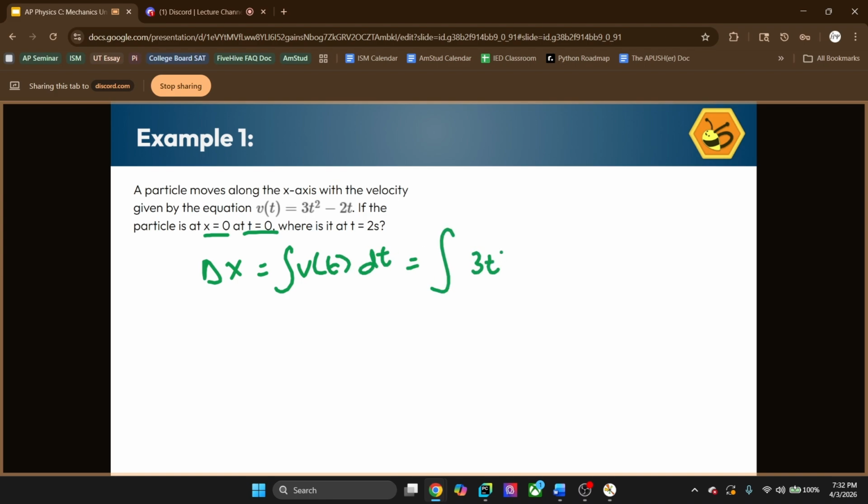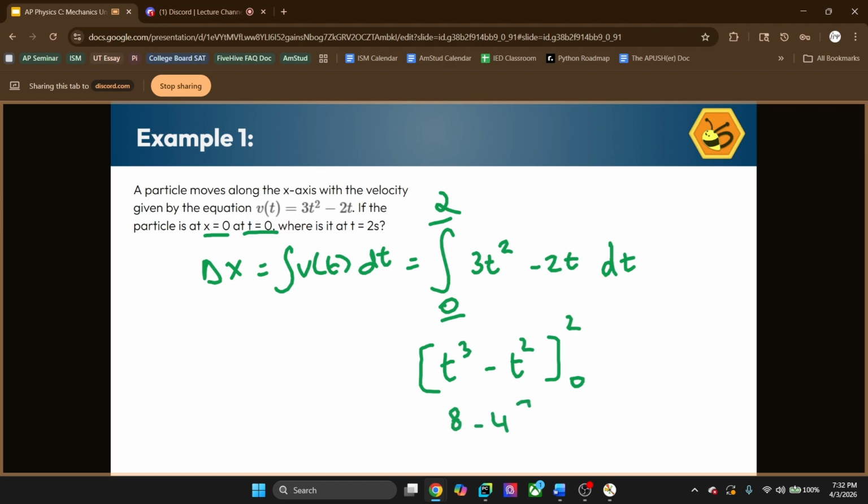Let me just write it out real quick. From 0 to 2. In this case, we do have bounds, because we're trying to see what the change in position is in the 2-second interval, and that is exactly what an integral gives you, right? And once you integrate, we see that this is equal to t cubed minus t squared. Apply the bounds. It's going to give you 8 minus 4 minus 0, and that's going to give 4. So this is delta x, right? In this case, that is the answer.